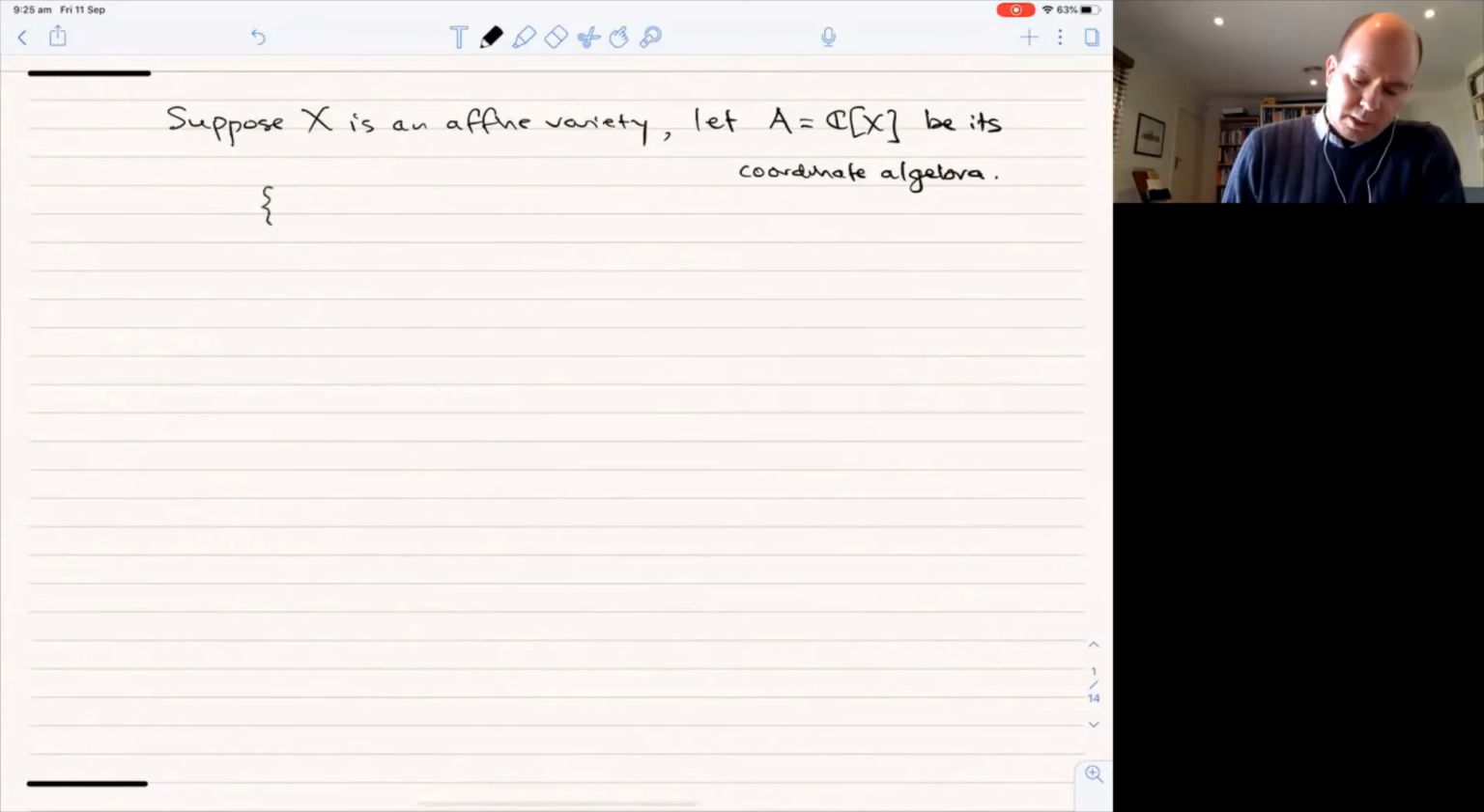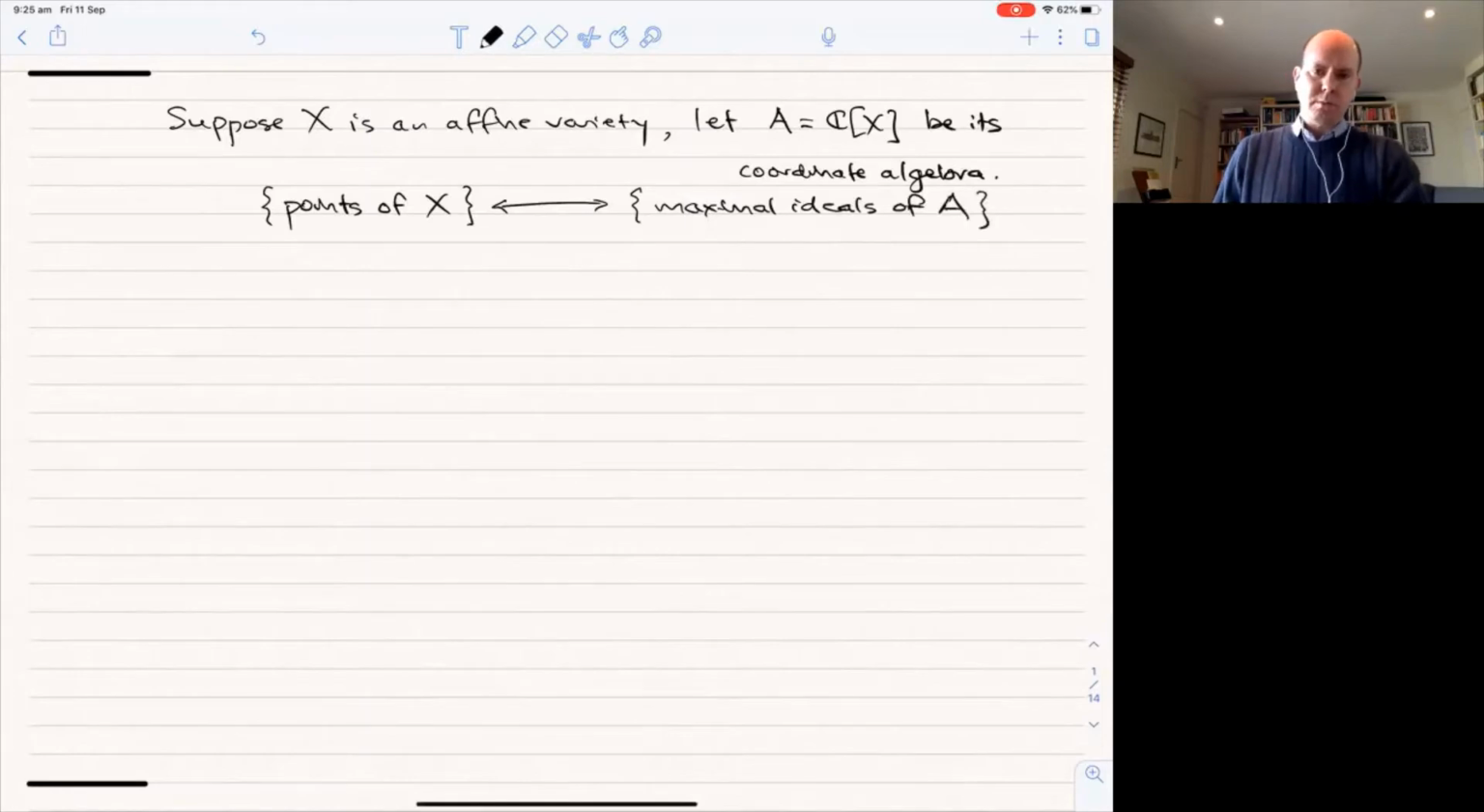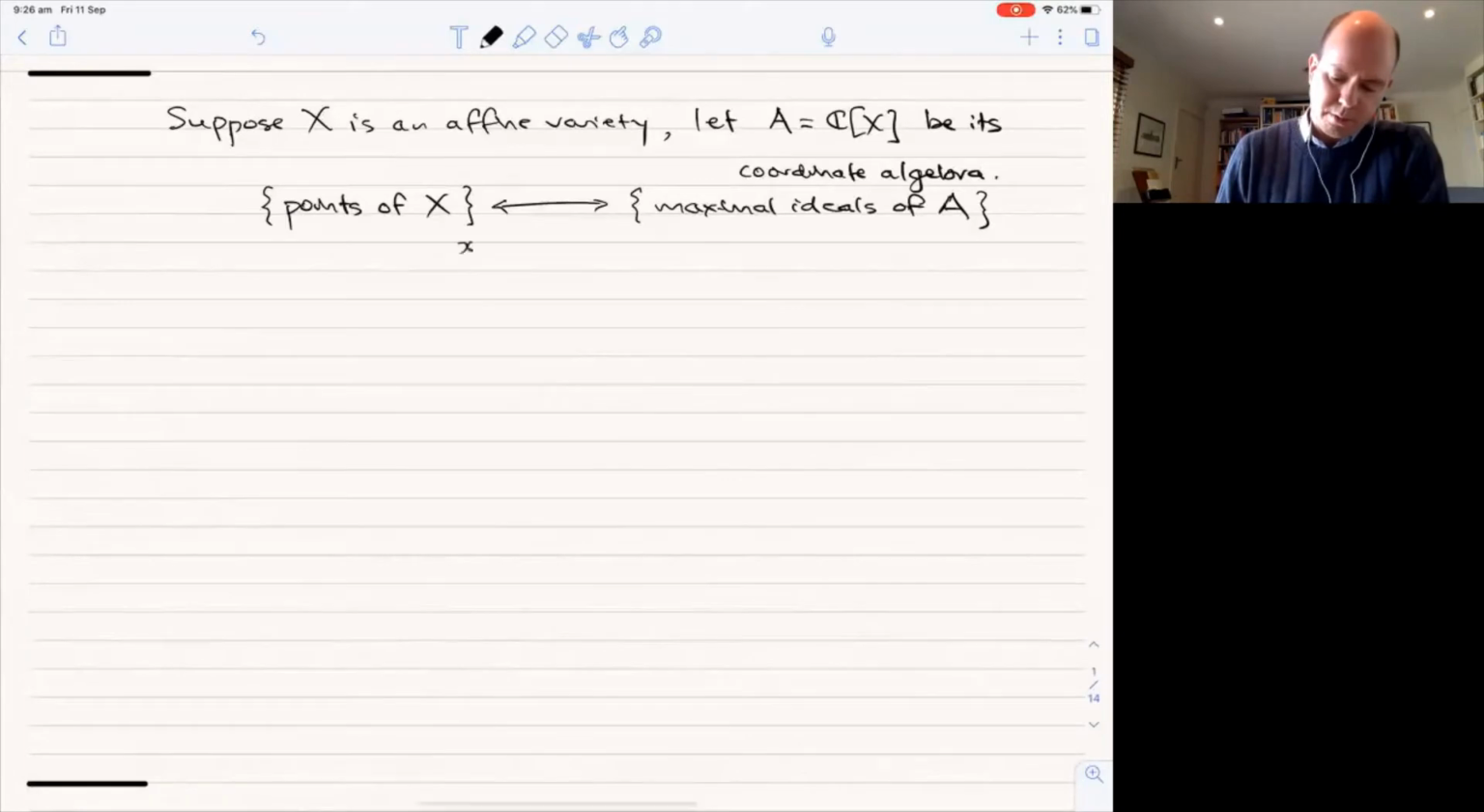So when I talk about points of X in this case, in the case that that's an affine variety, instead of points, you can think of maximal ideals of A. So that's the first step in the dictionary, that to a point corresponds the ideal of the coordinate algebra, which consists of all polynomial functions on X which vanish at that point.